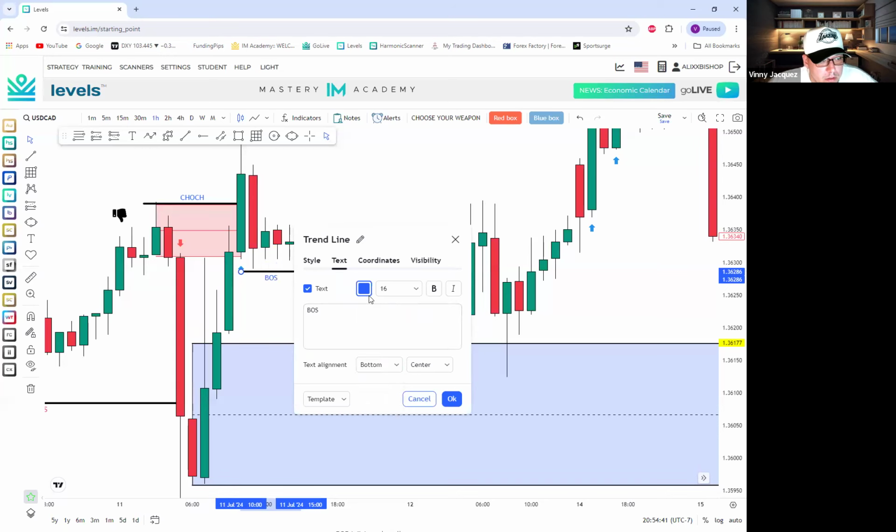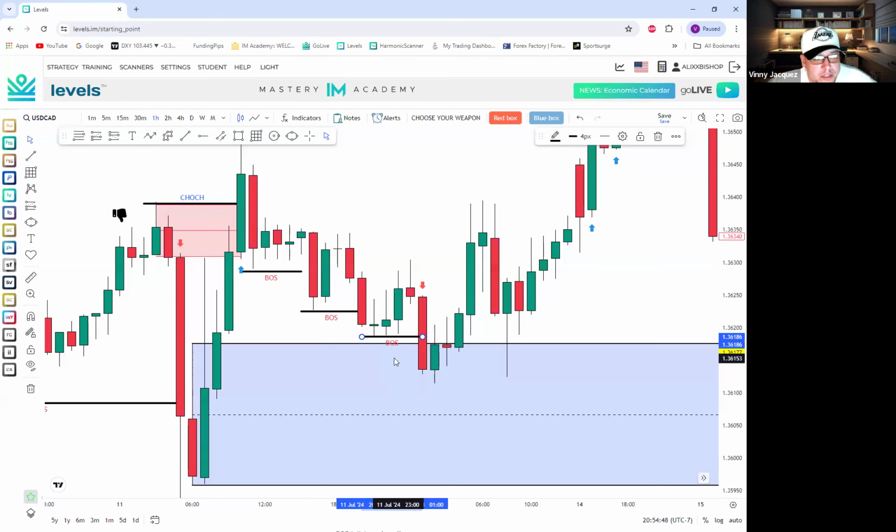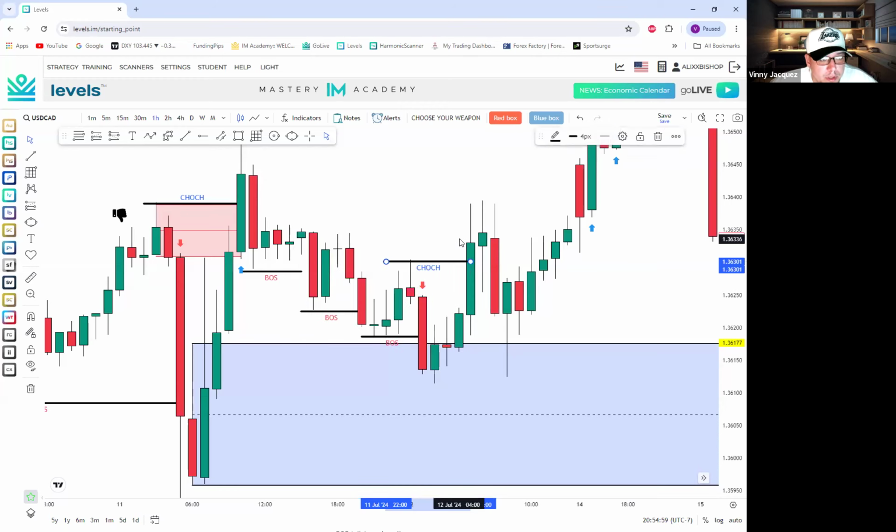We have bearish break of structure, bearish break of structure, bearish break of structure. So now we need for market to break and close above here. Boom, and it does. We get that change of character to the upside. Now, levels isn't going to call every starting point, right?